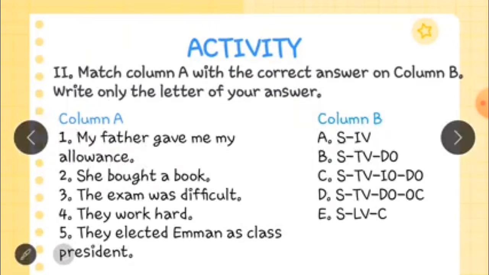Let's check your work. Number 1. My father gave me my allowance. The answer is letter C. Number 2. She bought a book. The correct answer is B. Number 3. The exam was difficult. The answer is letter E.